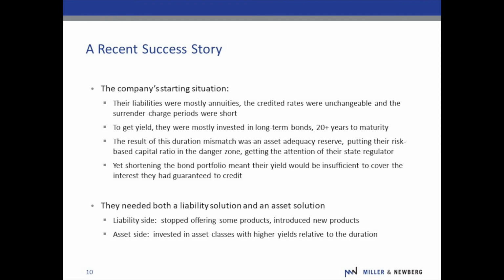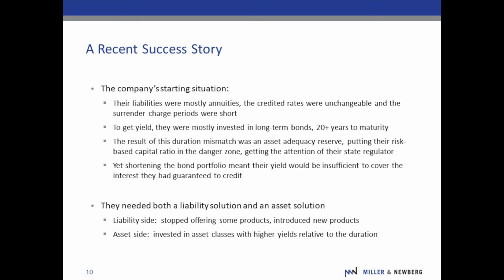All right, well, let's give you an example of a recent success story here at Miller & Newberg. We had a new client that came to us a couple of years ago, and here was the situation that they were in when they came to us. Their liabilities were mostly annuities, and we mentioned, that's something that hurts. They didn't have a whole lot of SPIAs, didn't have a whole lot of life insurance. It was mostly annuities. On those annuities, the credited rates were largely guaranteed and unchangeable. So that hurts. And the surrender charge periods were short. 1 year, 2 years left on the surrender charge period. That hurts as well.